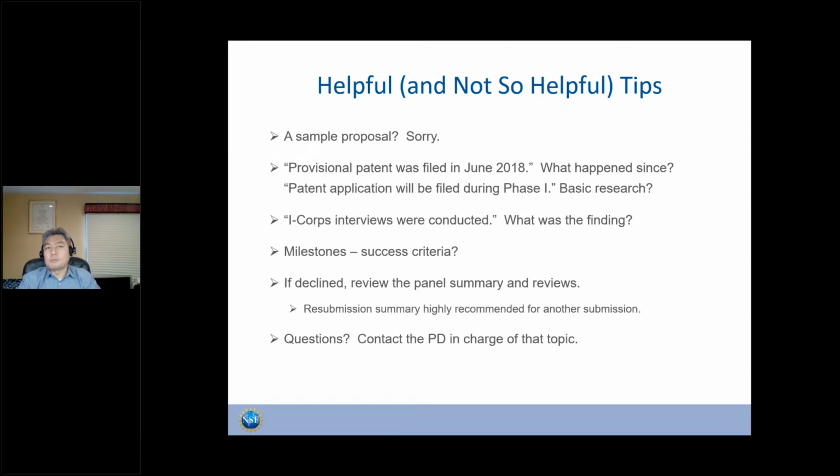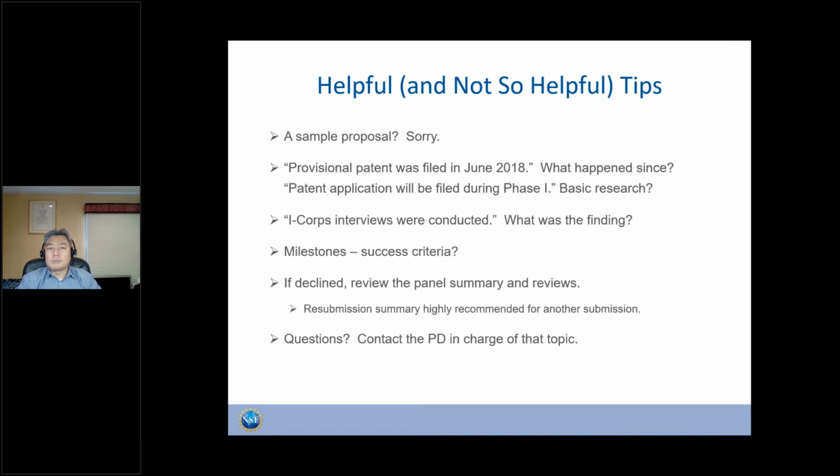If it was a provisional patent application, and when a company says they'll file a patent application during the phase 1 project, hoping to discover something, some people question whether this is basic research as opposed to translational research. And some companies do talk about I-Corps interviews and just simply indicate that they confirm the need.